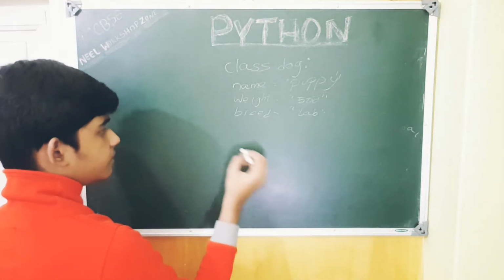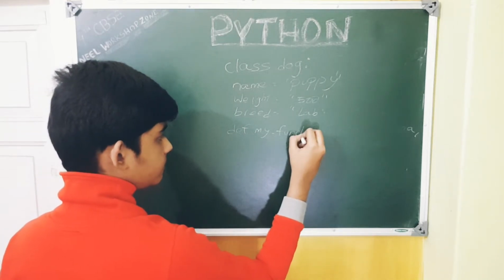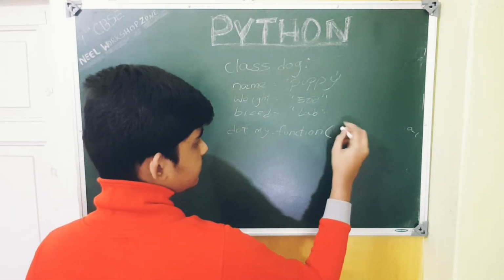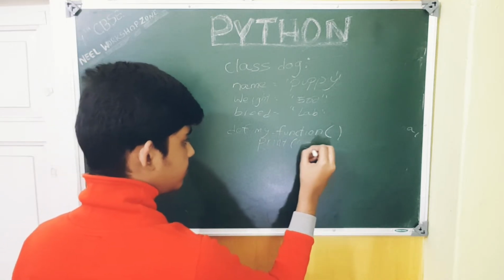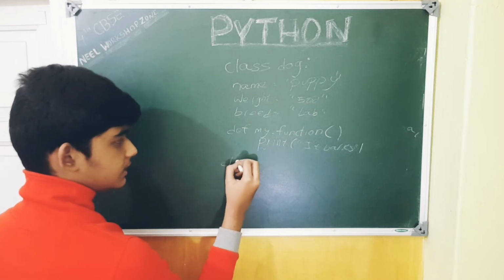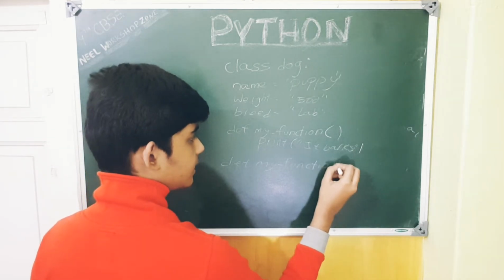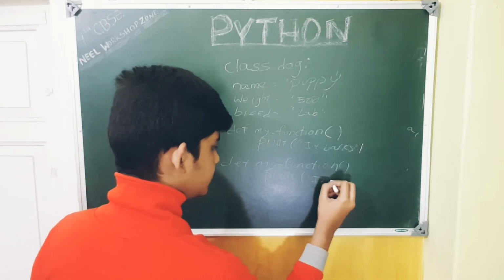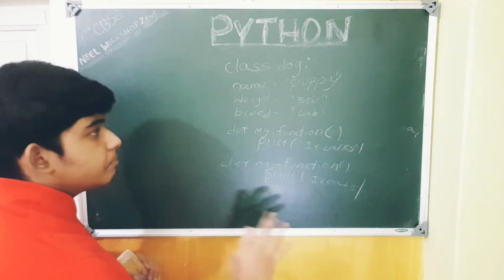And let's write a function. Let's write print it barks, and let's write another function with def, and let's write something like print it eats. So this is basically a simple class.